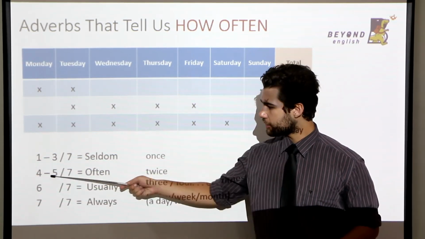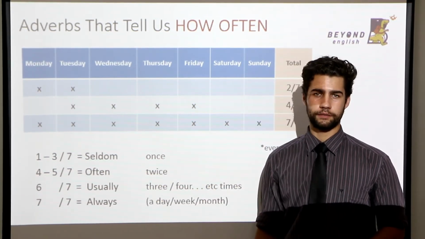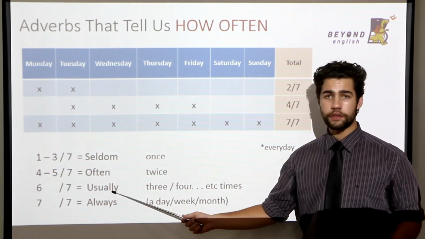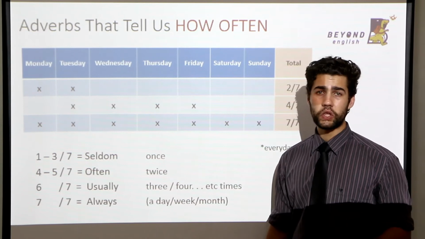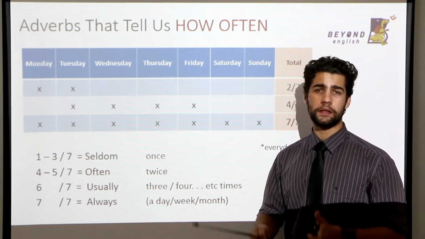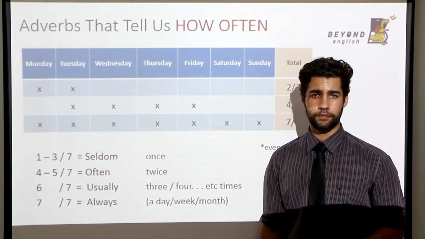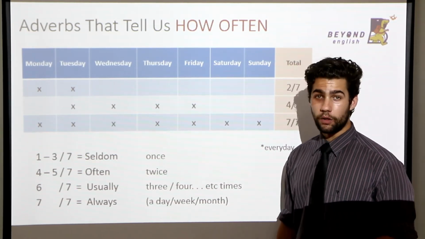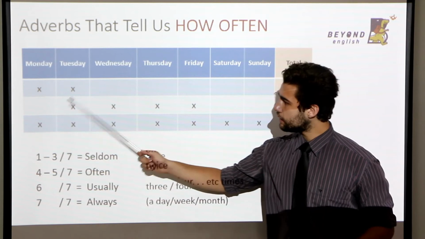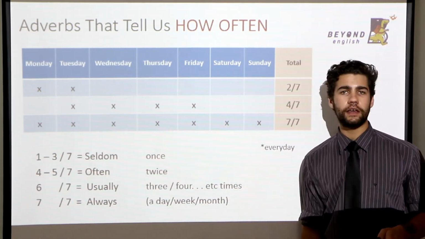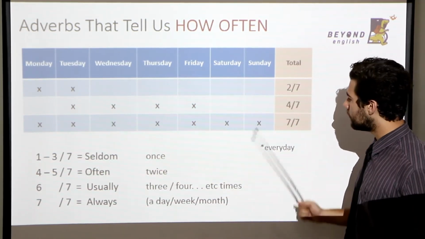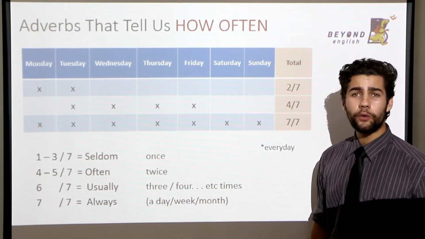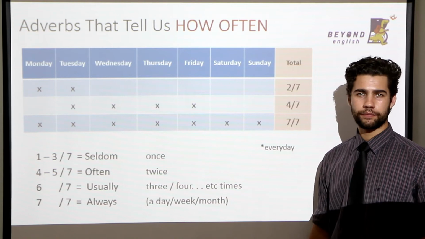Remember, 4 to 5, often. For 6, we always use usually. So, I usually play tennis. And for 7, we will use always. Monday, Tuesday, Wednesday, Thursday, Friday, Saturday, Sunday. Always. I always play tennis.